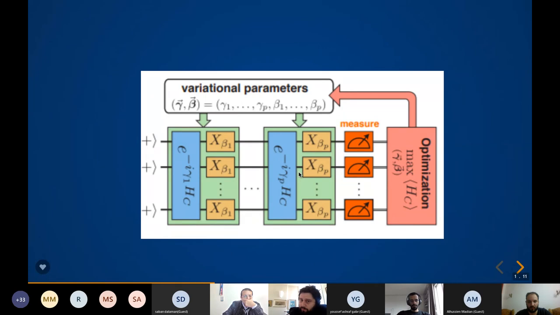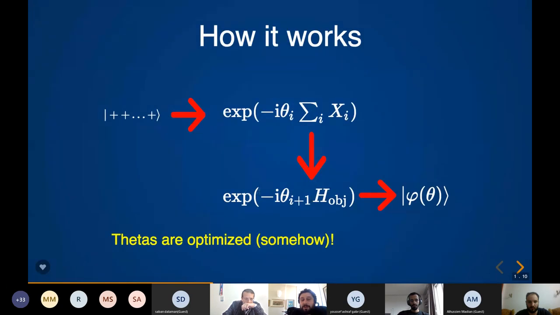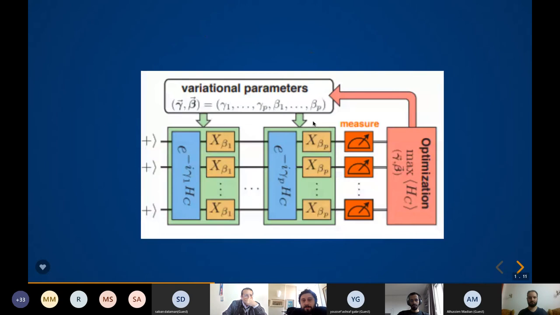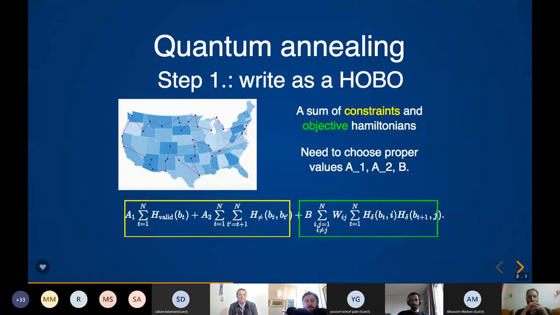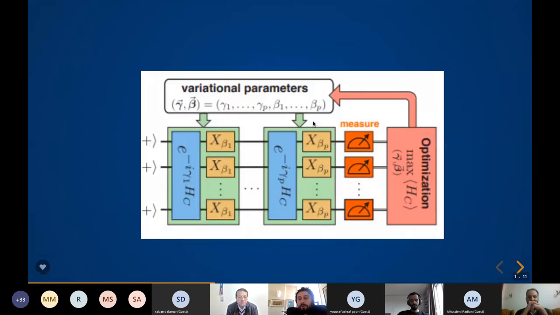So how do we imagine it once again? What we do is we start from the plus, plus, plus, plus, plus state, then apply for a short time gamma i the cost or objective Hamiltonian, then we apply the X Hamiltonian, which is nothing else but single X rotations, if you think of it, because if you exponentiate this, these are simply single X rotations. Okay, and we will go more deeply into this.